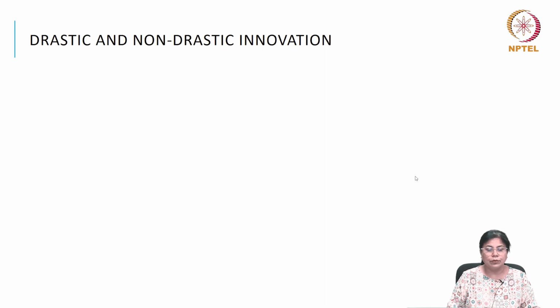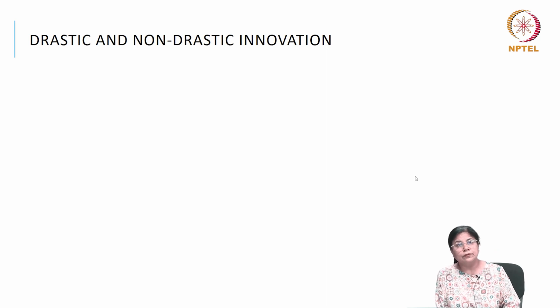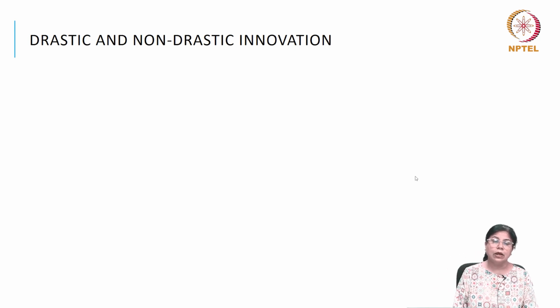Next, we will talk about drastic and non-drastic innovation. Many times in economic literature, drastic innovation is very much linked with radical innovation. However, from an economic theory point of view, the impact of the innovation on the cost structure and ensuing competition in the market is a very important way to distinguish between drastic and non-drastic innovation. I will illustrate it now.